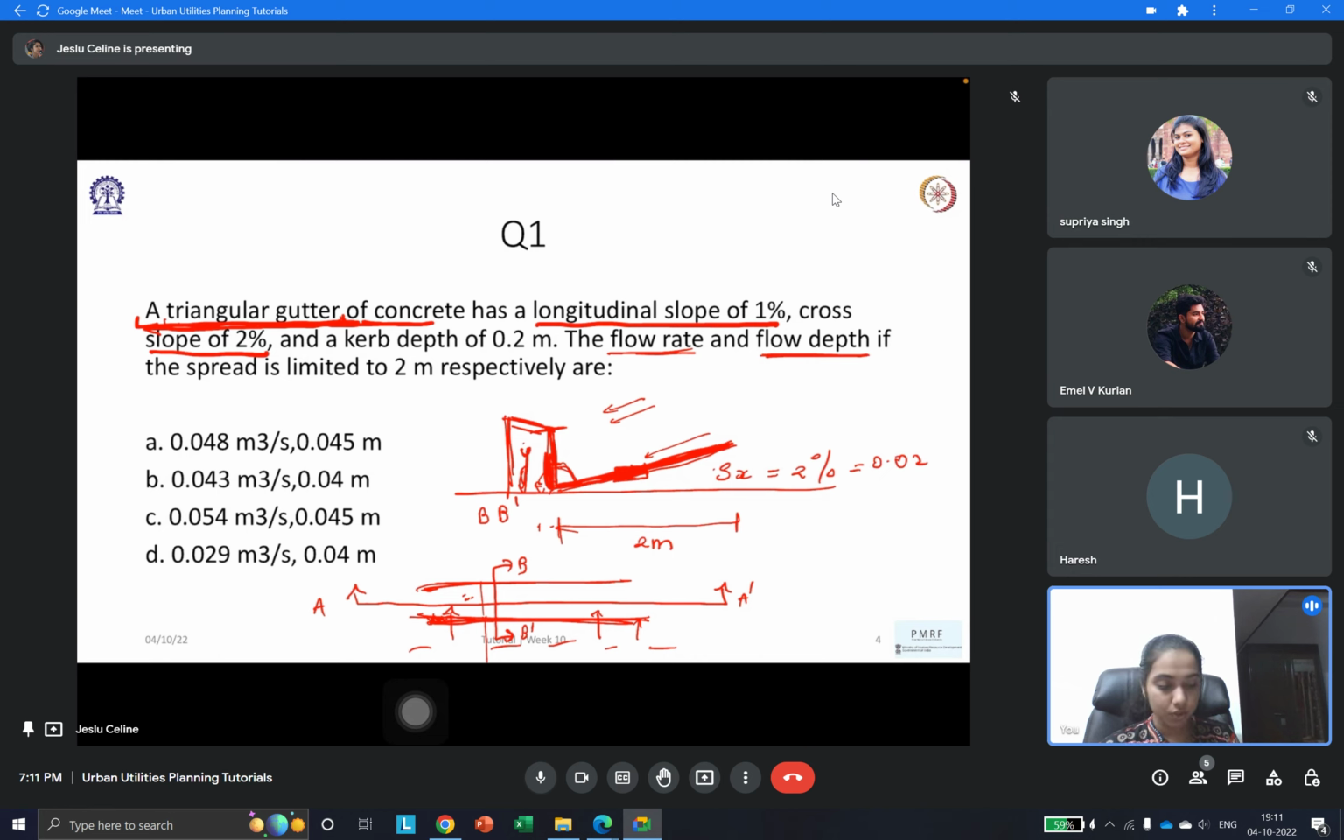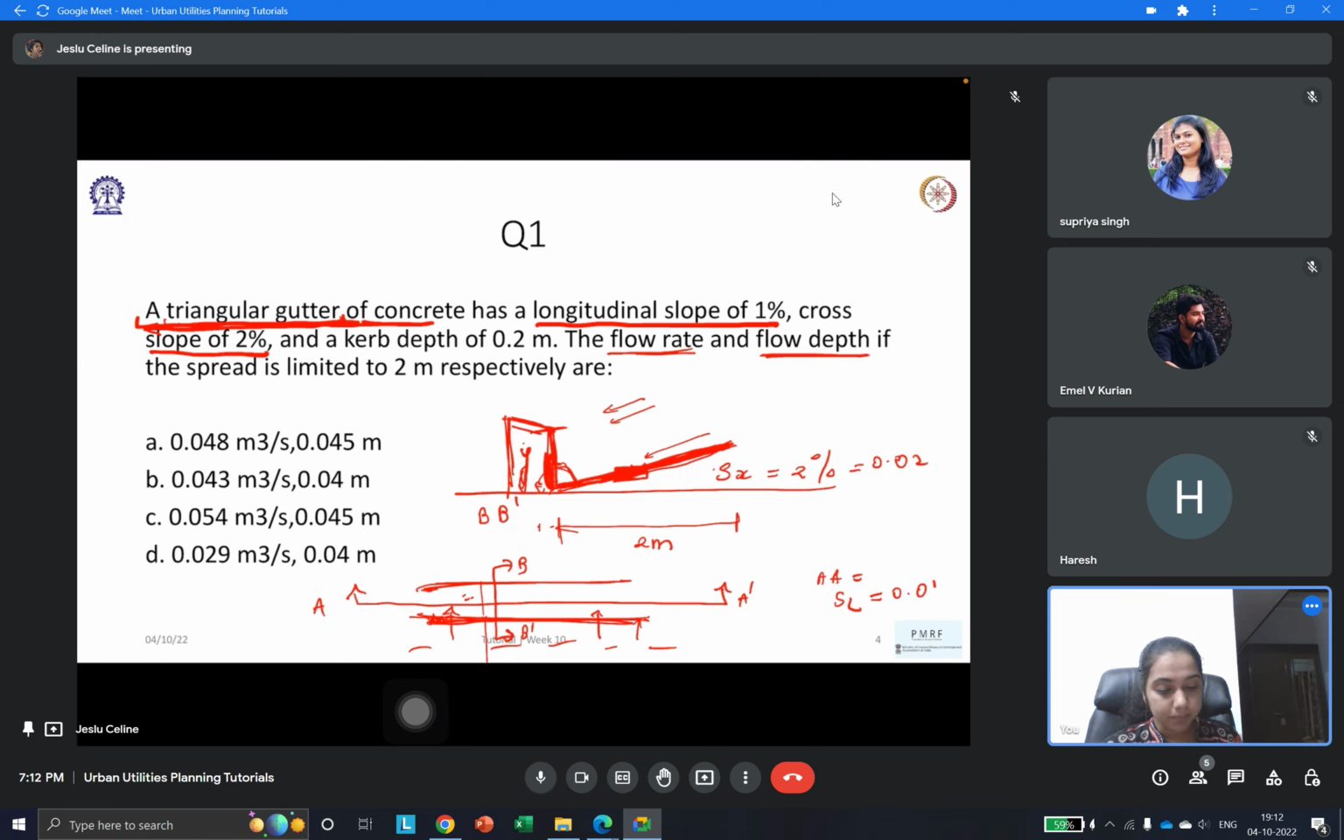Now we have a longitudinal slope. As discussed, that A dash, along the overall length, whatever slope we are having, that is the longitudinal slope, which we denote by SL, equal to 0.01. So this is the information which is given.